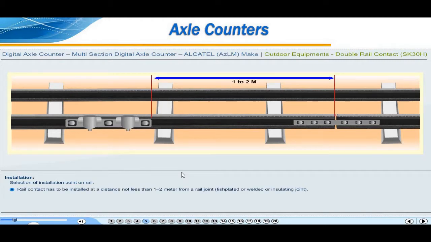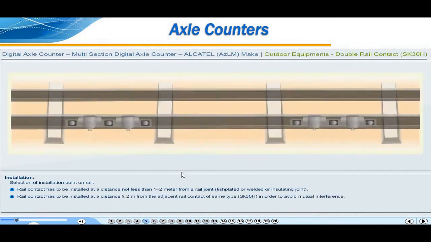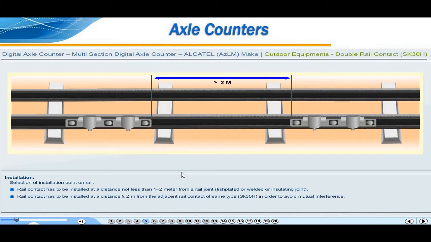Rail contact has to be installed at a distance not less than 1 to 2 meters from a rail joint, that is fish-plated, welded or insulating joint. Rail contact has to be installed at a distance of greater than or equal to 2 meters from the adjacent rail contact of the same type, that is SK30H, in order to avoid mutual interference.